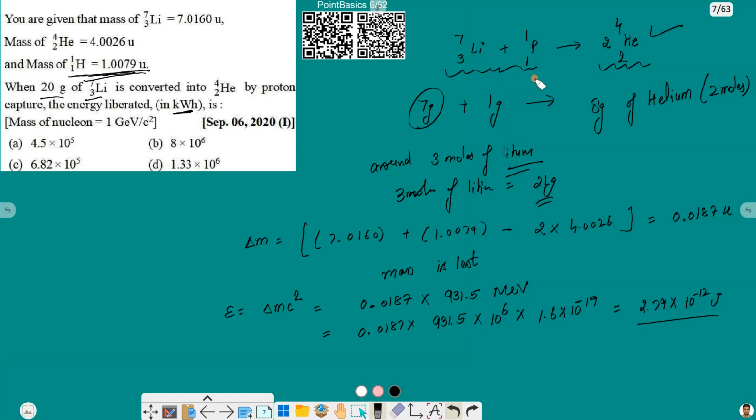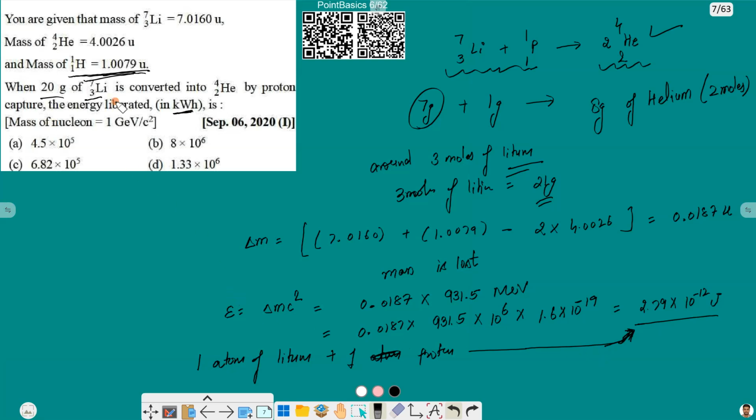Pardon me that I wrongly quoted this. I quoted that 1 mole is producing this amount of energy. Actually, not 1 mole is producing this amount of energy. It is 1 atom of lithium plus 1 proton that is producing this amount of energy. So 1 atom of lithium, when it comes in contact with a proton, is producing 2 atoms of helium and producing this amount of energy.